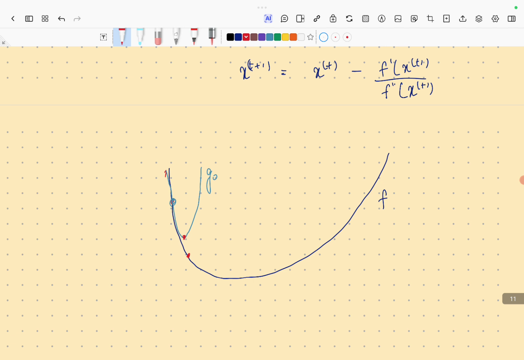So you take this as your second point. You repeat the same. You look at the quadratic that passes through this point and has the same first and second derivatives as f at that particular point. So that gives you something else. Maybe this is the quadratic. Again, you try to minimize it, you get another point, and so on and so forth.